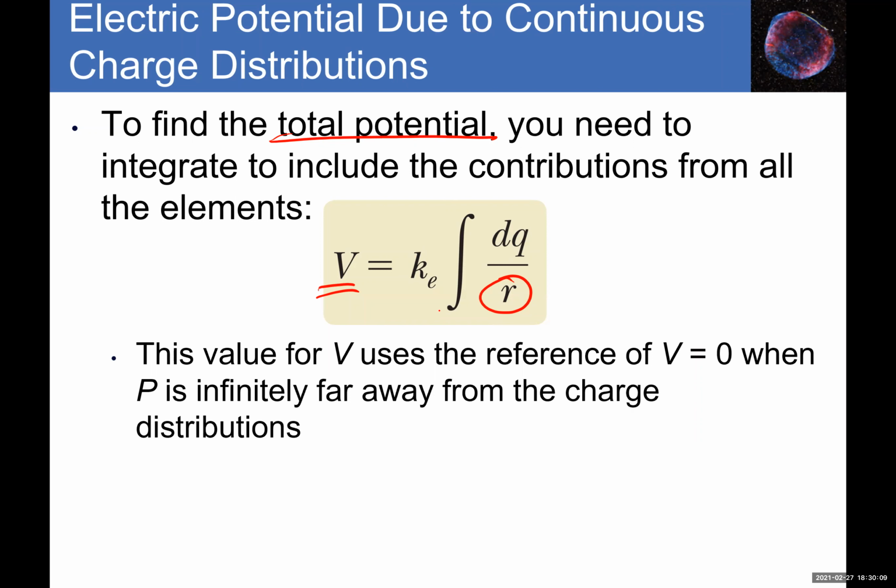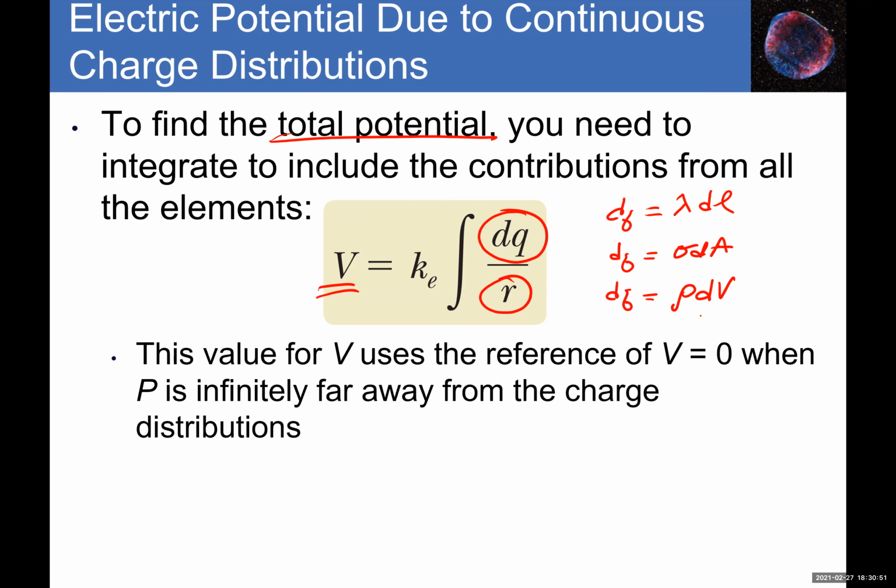It's just a number, and then what we have to do is maybe rearrange and replace dq. The dq for each element might be different, for example if each element has a different distance from our point of interest. Then we might have to replace dq with either lambda dl, or sigma dA, or rho, the volume density, times dv, depending on what type of distribution we have. That will depend on the type of problem that we have.